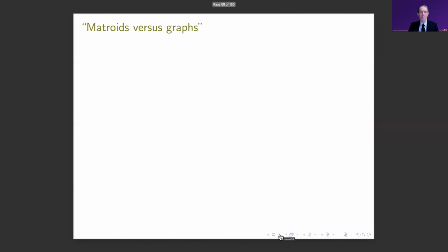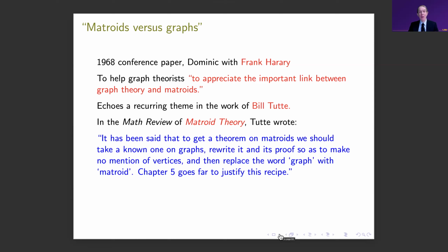"It's been said that to get a theorem on matroids, we should take a known one on graphs, rewrite it and its proof so as to make no mention of vertices, and then replace the word graph with matroid. Chapter 5 goes far to justify this recipe." So what was chapter 5, you ask? Well, chapter 5 is about Tutte's work.